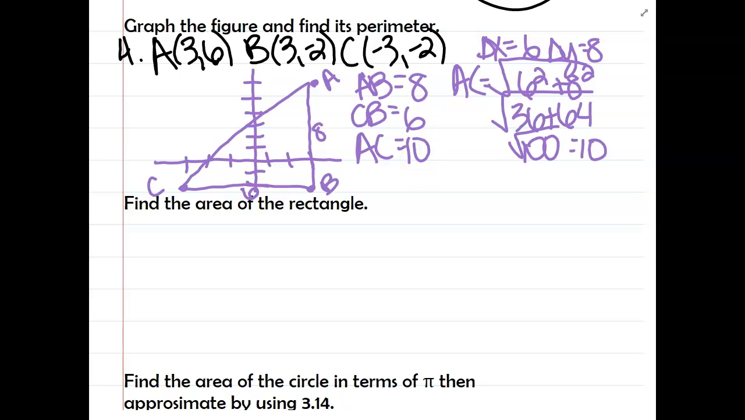Okay, so I have my 3 side lengths. What do I do with these? Add them together. 8 plus 6 plus 10 should give me 14 units. 14 units. 24 units. 24 units. There we go. Okay. Is that right now? Okay. All right.